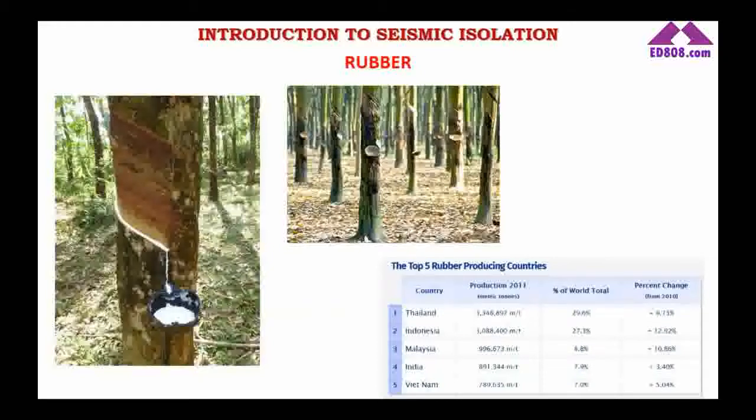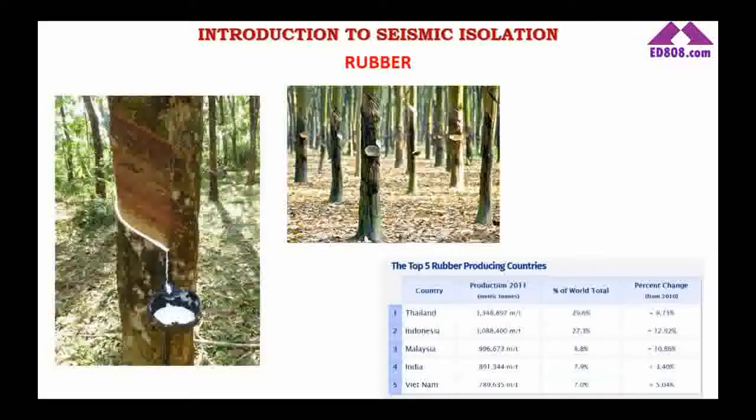Now I will talk about the main types of isolators that we use in today's buildings. The first one I would like to talk about is the rubber isolators. First, I will start with how we obtain rubber. Rubber is obtained from rubber trees. Geographically, these rubber trees are grown in specific regions of the world. For example, the top 5 rubber producing countries are Thailand, Indonesia, Malaysia, India, and Vietnam. So we can say that these rubber trees need a mild climate in order to be grown.